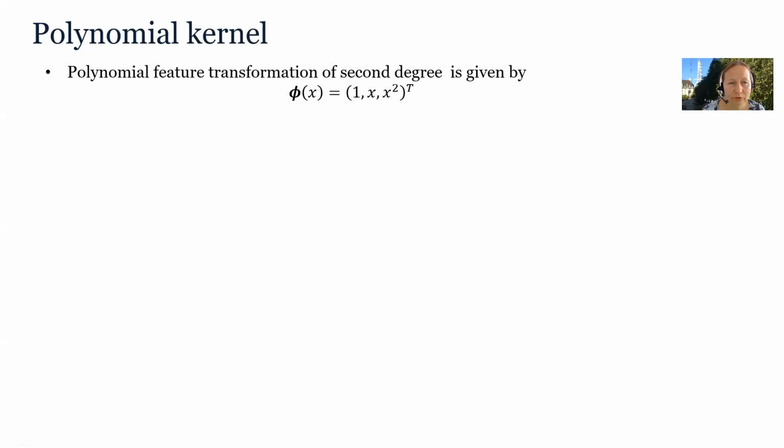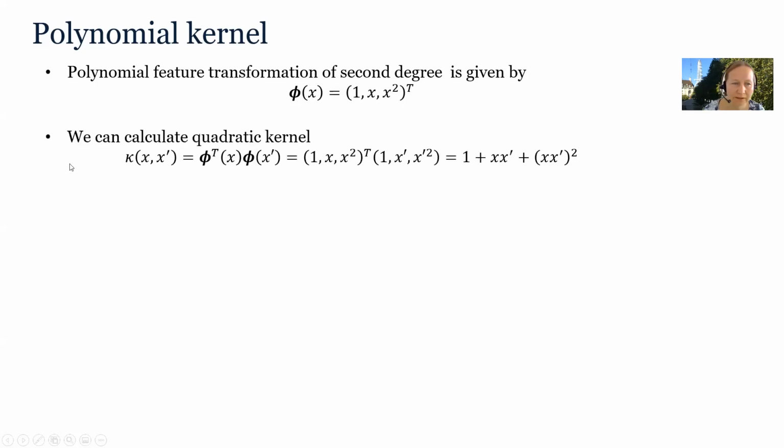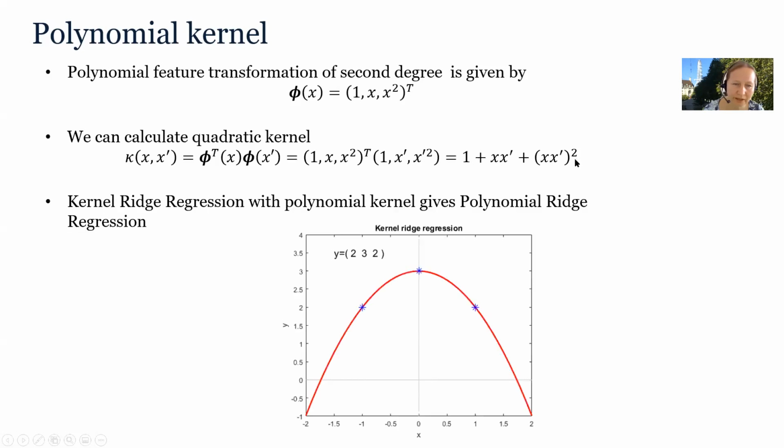We can do the same for a polynomial kernel. We know the polynomial feature transformation, and I use here an example of second degree. So we have the transformed feature vector (1, x, x squared). And again, we calculate the kernel as phi transposed x, phi x prime, and we get 1 plus x x prime plus (x x prime) squared. And with this kernel, we get polynomial ridge regression. So you see that we fitted a parabola to these three samples because we have second degree.